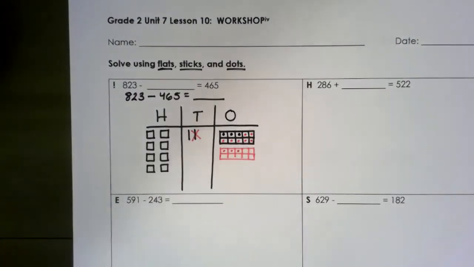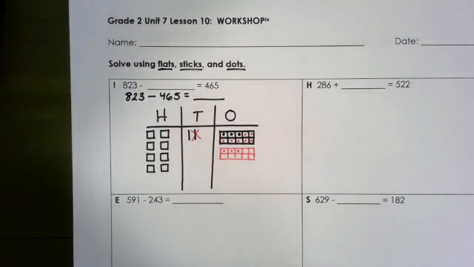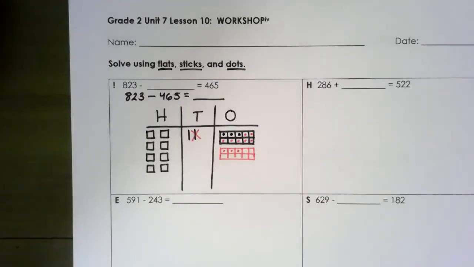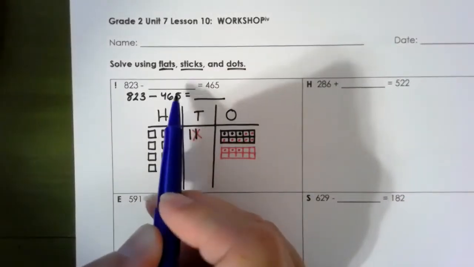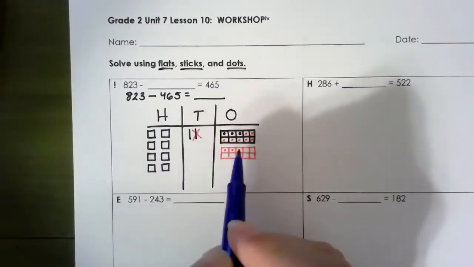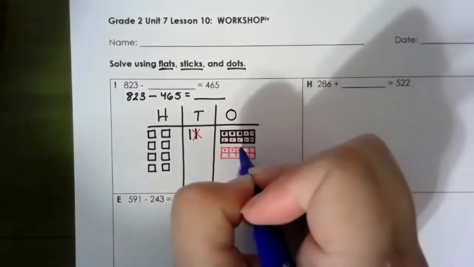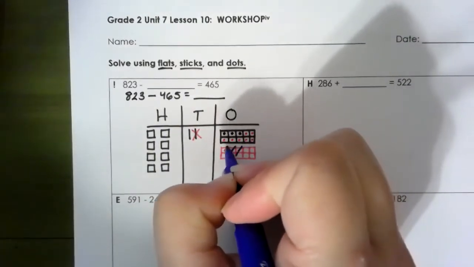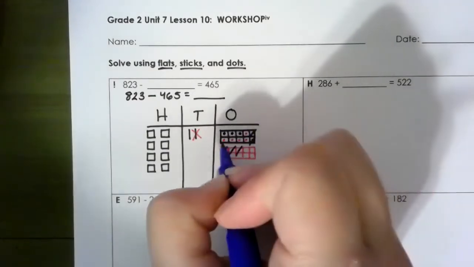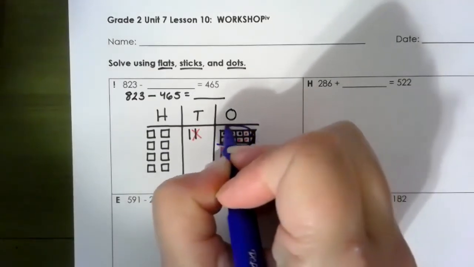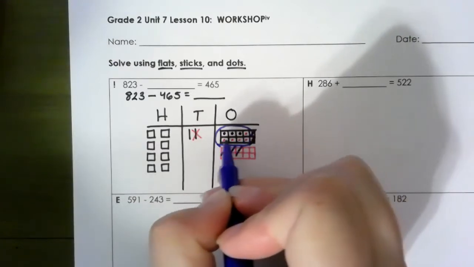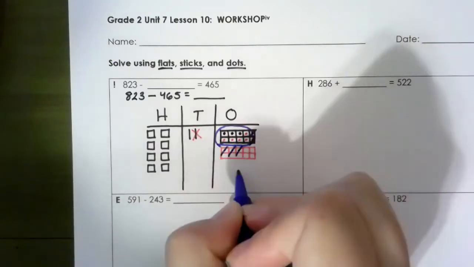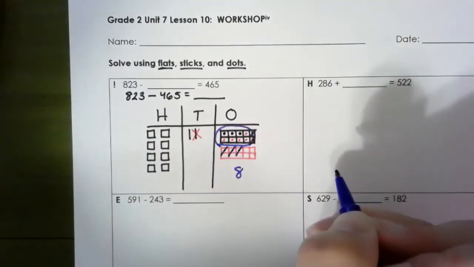Now do we have enough to subtract? How many ones do we need to subtract again? That's right, 5. So we're going to cross out 5 ones to show that we're subtracting. 1, 2, 3, 4, 5. Circle the ones that are left and count them. 1, 2, 3, 4, 5, 6, 7, 8. We have 8 ones left.